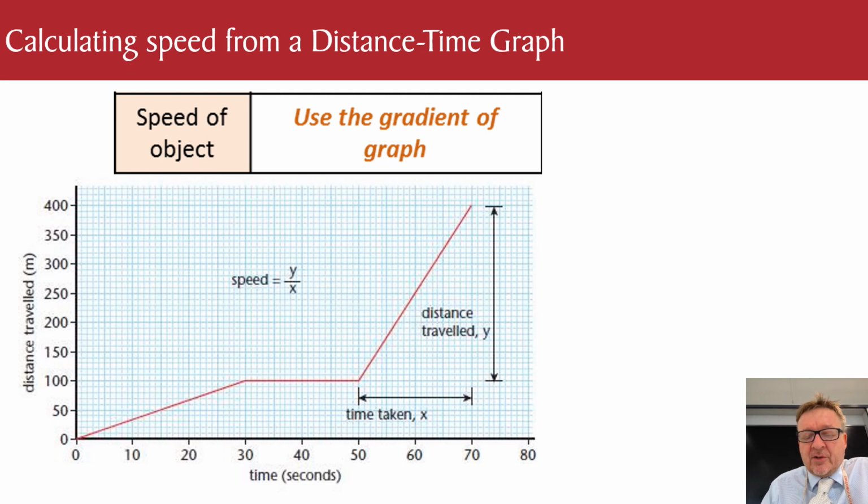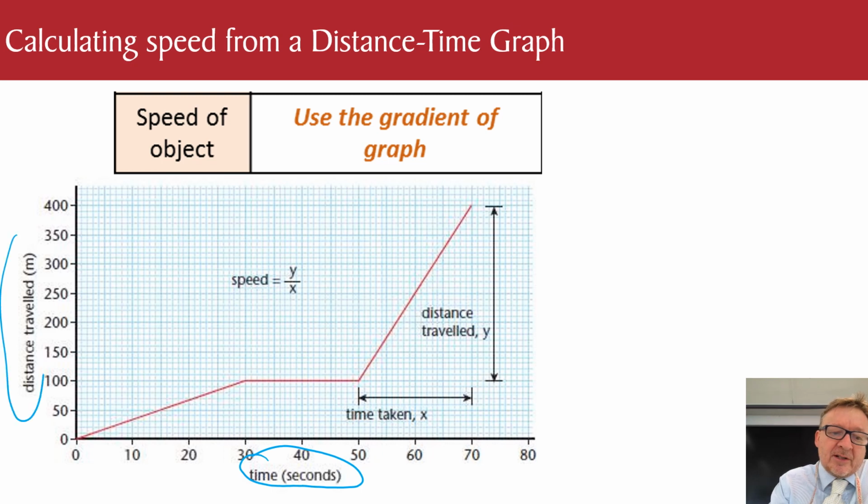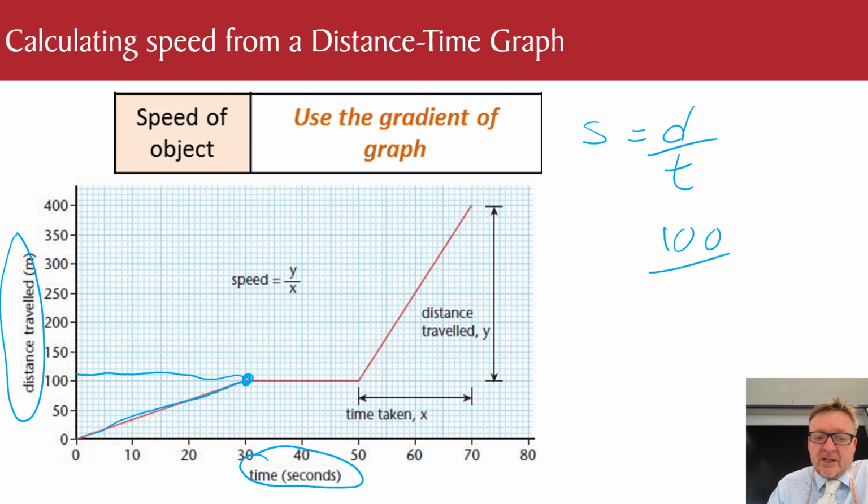Now, if you've got a distance time graph, this is a slightly different graph, but I know it's a distance time graph because it's got time and distance travelled, this time in meters. What you can do is calculate the speed. Speed equals distance divided by time. So I can work out, for this line here, the speed the object has been going at. I can see that my distance is 100 meters, my time is 30 seconds. So my speed is 100 divided by 30 in meters per second. So the gradient is the speed of the object.